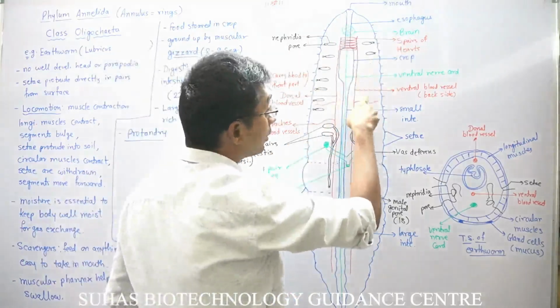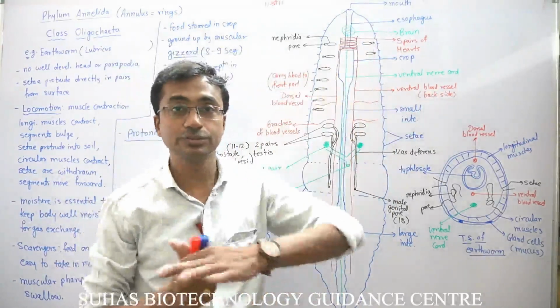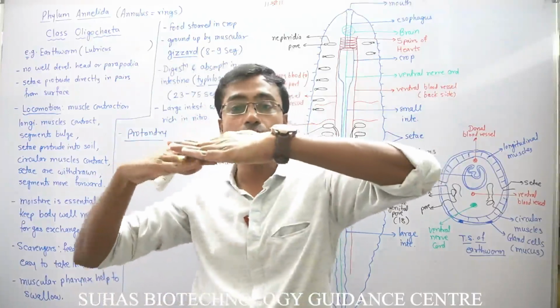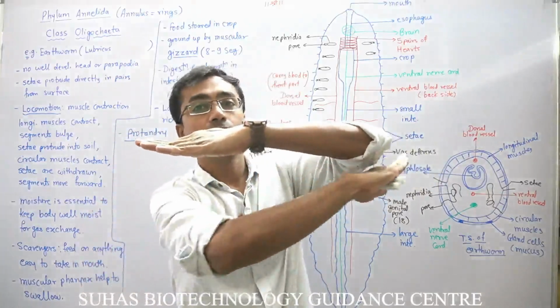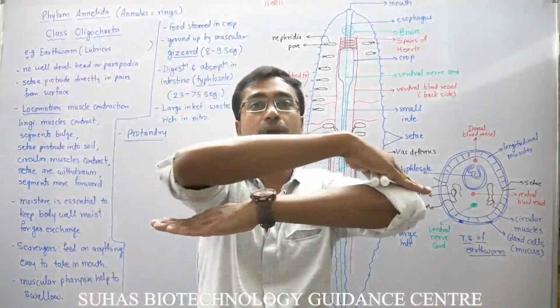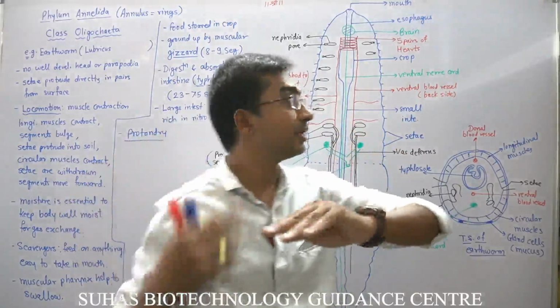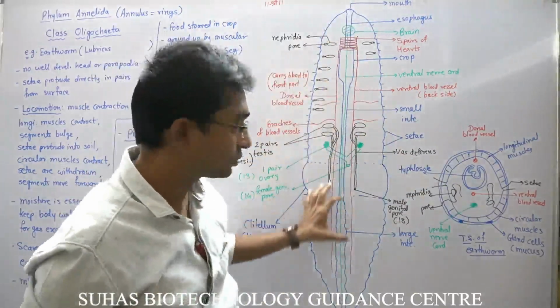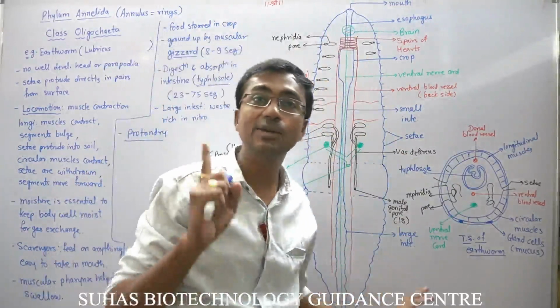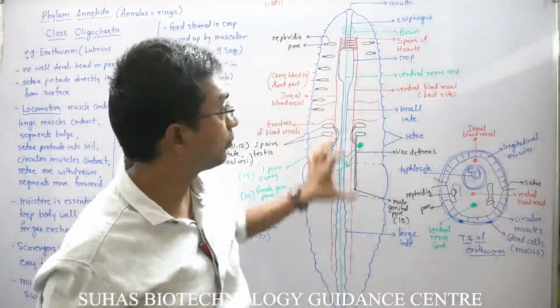There are 2 main blood vessels. One is the ventral, which is present on the ventral side. So suppose this is the earthworm. Throughout the ventral side there is a long blood vessel. This is the ventral one. Then there is a dorsal blood vessel also, and they are attached to all the 5 pairs, and that's why there is good control on circulation. Earthworm has hemoglobin in their blood, which is going to carry oxygen throughout their body.